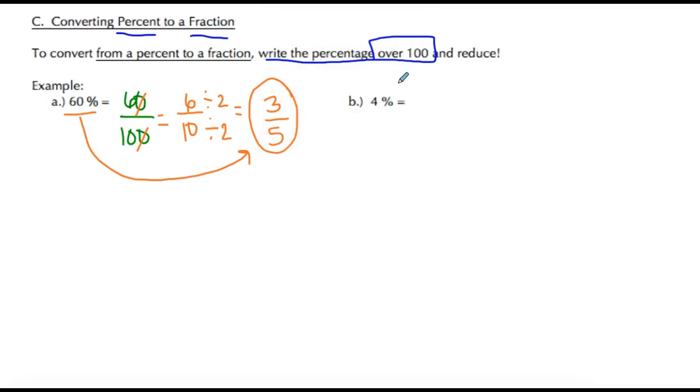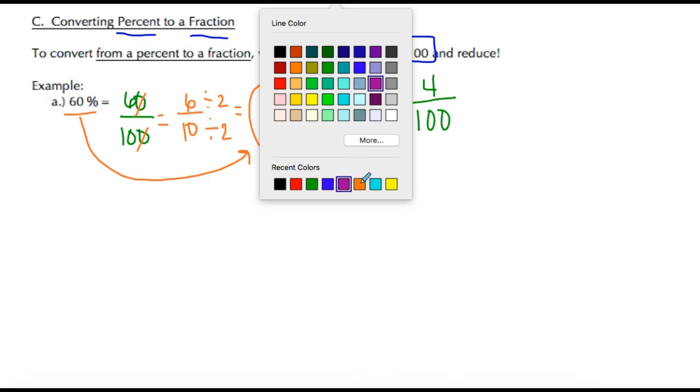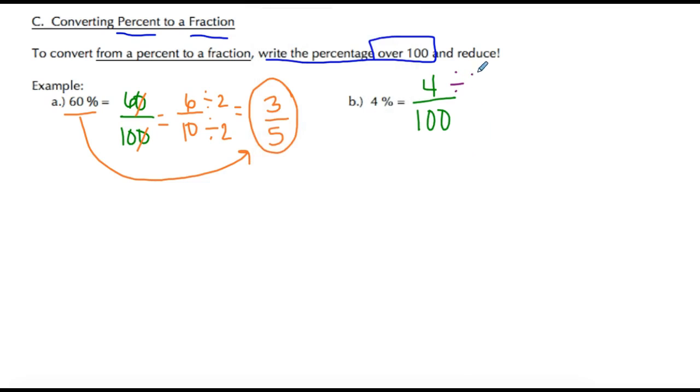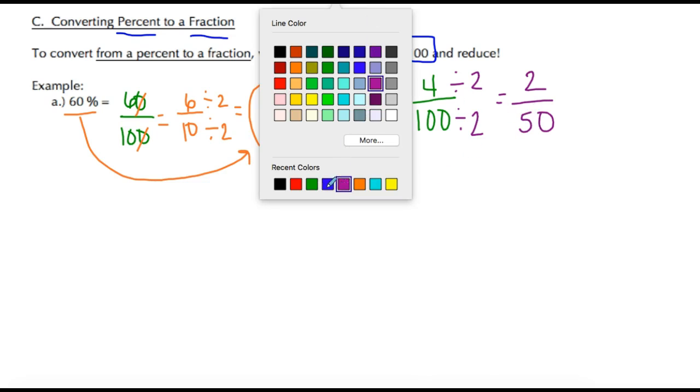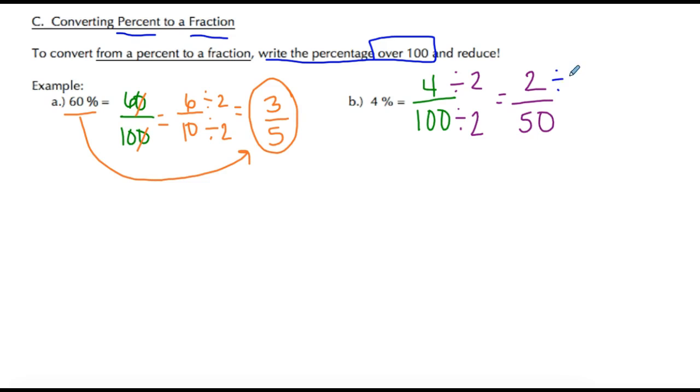4%, we would do 4 over 100. Now I need to divide again, so what number goes into both of those? They're both even, so I can divide by 2. This would be 2 out of 50. Okay, and then if I look at that, they're both still even, so I could divide those by 2, and that would be 1 over 25.